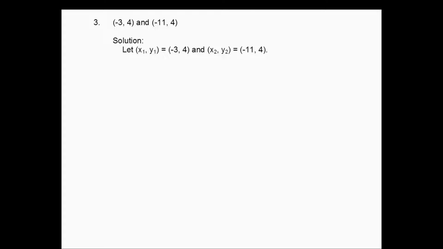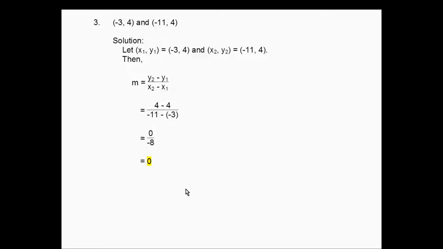For number 3, my points are negative 3, 4, and negative 11, 4. Okay, once again, I'm going to let x1, y1 be the first point, so x1, y1 is negative 3, 4, and x2, y2 is negative 11, 4. Again, our slope, m is y2 minus y1 over x2 minus x1. Fill in the numbers, so I'll have 4 minus 4 over negative 11 minus negative 3. 4 minus 4 is 0. Negative 11 minus negative 3 is negative 8. 0 over negative 8 is equal to 0. So the slope is 0.